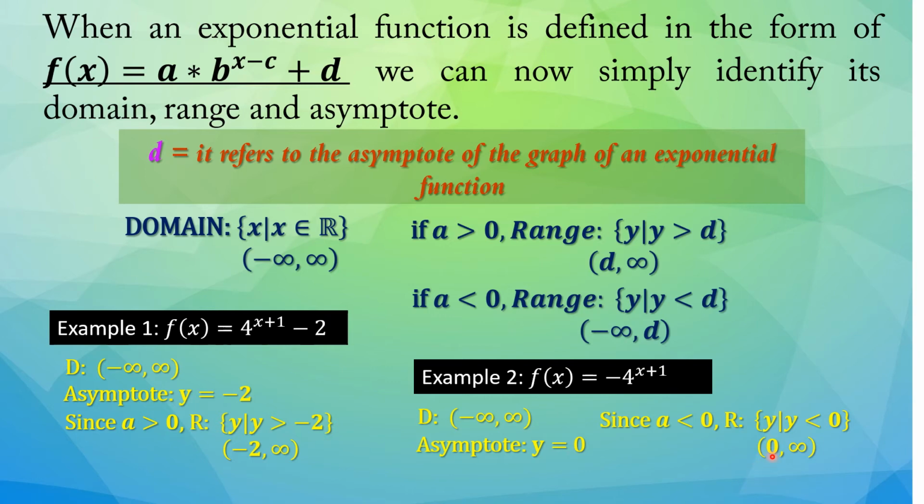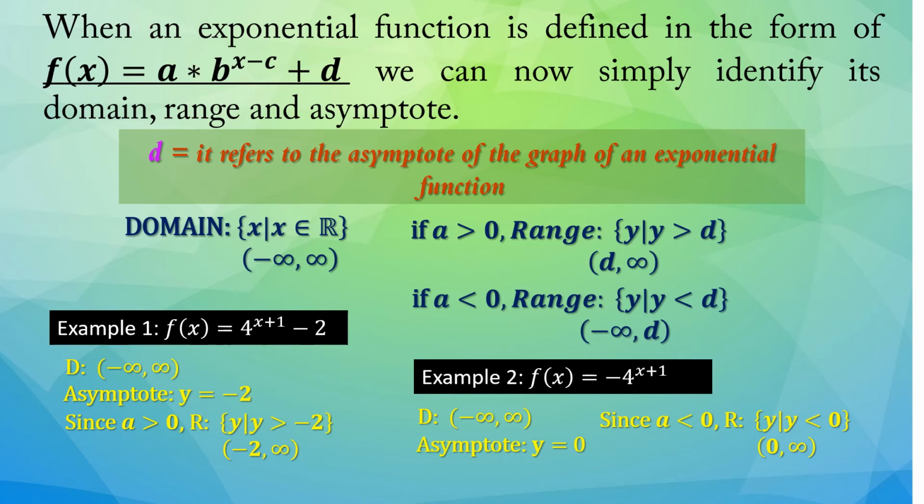The range is from 0 to positive infinity, wherein 0 is not included in our solution. So that's how simple it is to identify the value of the domain, the range, as well as the asymptote of any exponential function. Okay, and this time, we will now graph the two examples we have, the two functions here, and let's find out the intercepts and the zeros, if any.